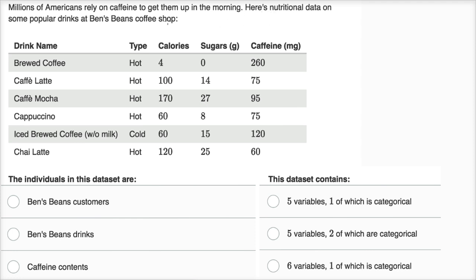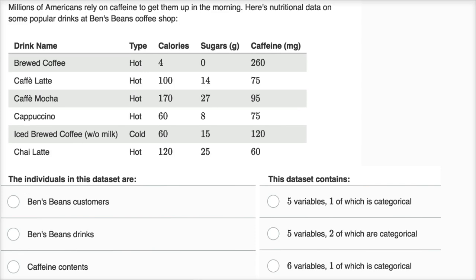Here's nutritional data on some popular drinks at Ben's Beans Coffee Shop. And so we have the names of different drinks, and for each of those drinks, we know not only their name, we know whether they are hot or cold, we know how many calories they contain, sugar content, caffeine. All right, now with that, let's try to answer these questions. And like always, try to pause the video and see if you can answer these questions before I do.